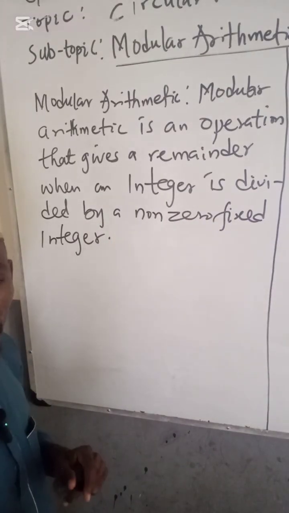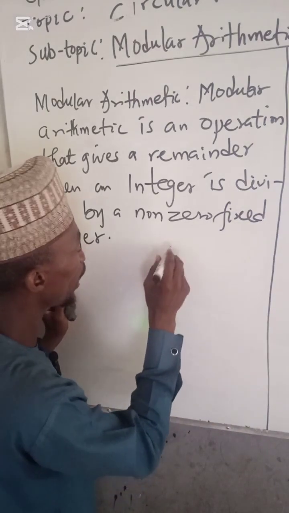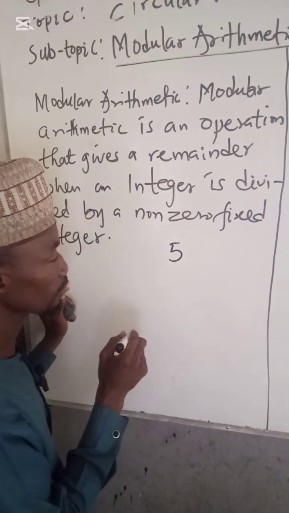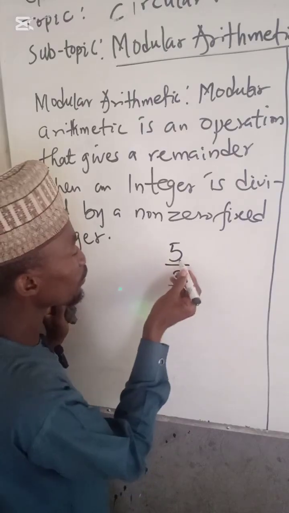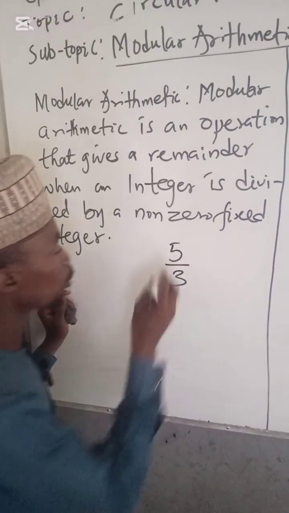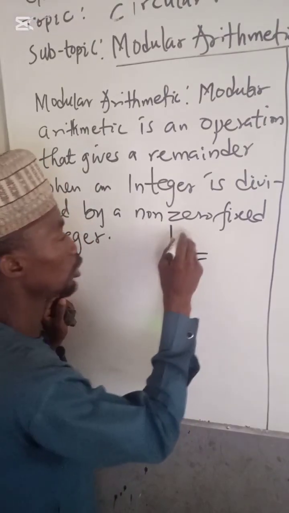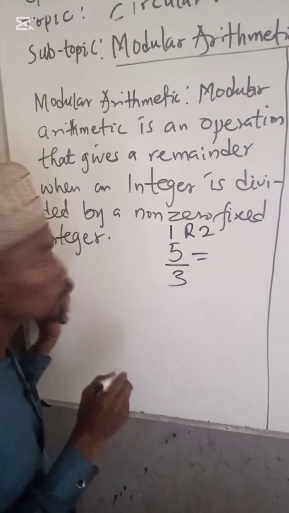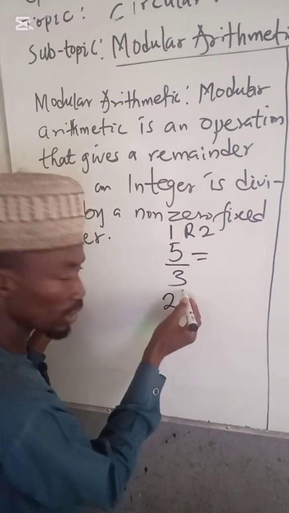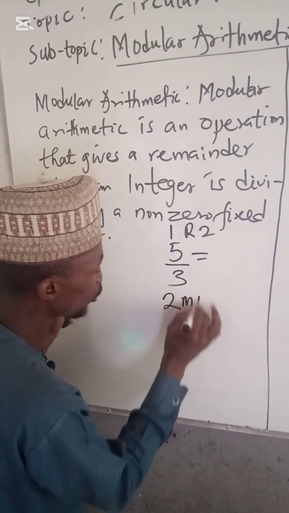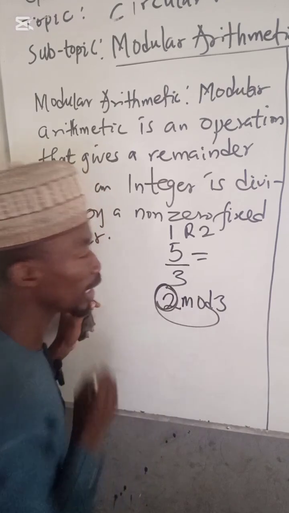fixed integer. For instance, let's take a look. Let's say we have 5 divided by 3. Now, instead of having this 5 over 3, we'll say 3 in 5, you have 1, remainder 2. So in modular arithmetic, instead of writing 5 over 3, we write 2. What is the divisor? 3. We say modulo 3. So this is the remainder we are talking about.